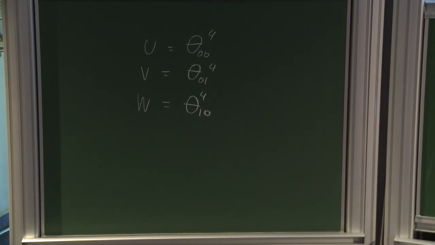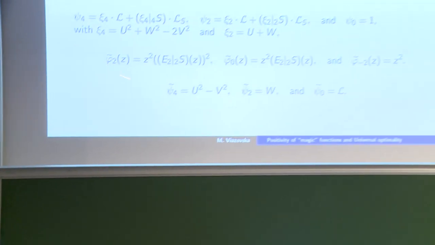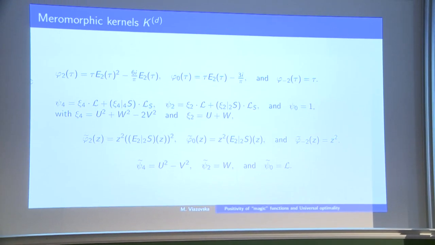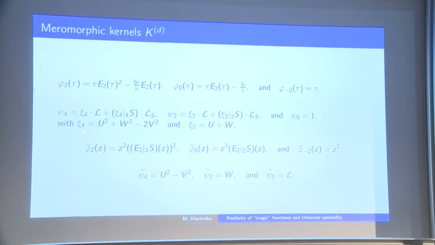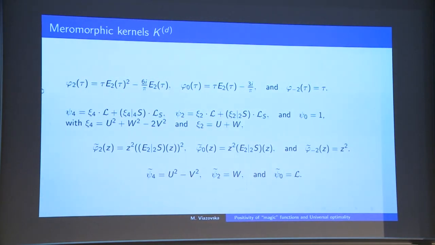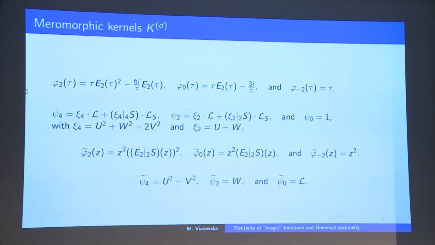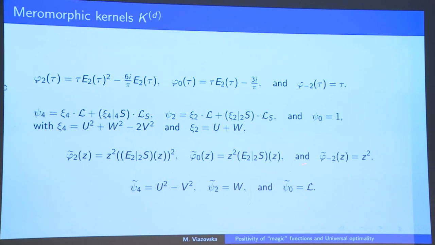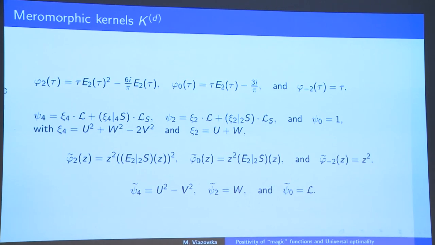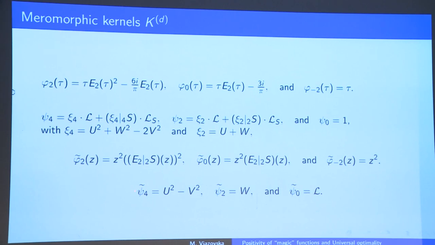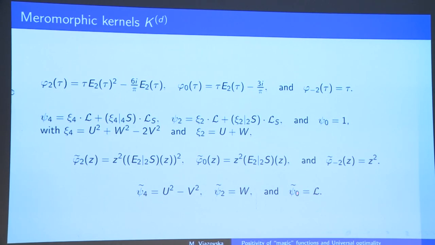We also have these functions phi tilde and psi tilde, and they come from the same world as their friends without tildes. So here again we have an expression in terms of quasi-modular forms, and for psi tilde we again have modular forms of level 2 and logarithms of lambda.